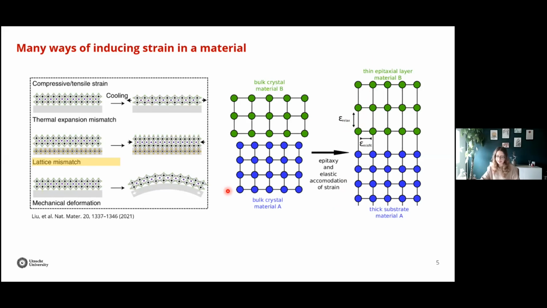It's important here, and I really want to mention this, that usually we do not have only one type of strain in this material, in any material, because strain can originate from many sources, and usually you always have a combination of lattice mismatch, thermal expansion mismatch, and even mechanical deformation.